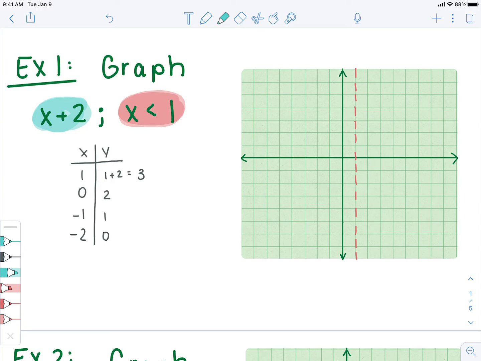And now that I know those numbers, I'm just going to plot those points. So I'm going to go to 1, 3, and plot a point. I'm going to go 1, up 2, 3. I know that this has to be an open circle there because it's just a less than sign. It's not equal to. I knew I couldn't include 1. Then I'm going to go to 0, 2, and plot that point. And then negative 1, 1, and negative 2, 0. And I see that I have a line just going like that.